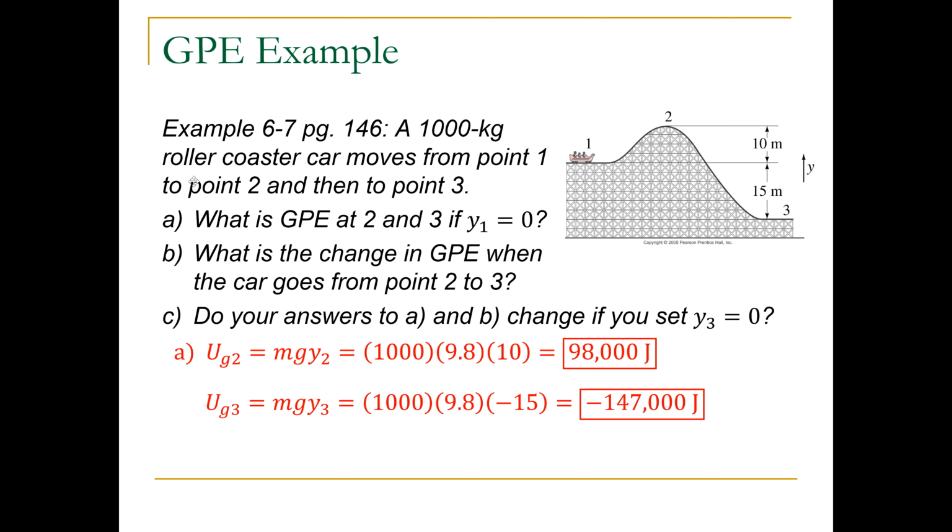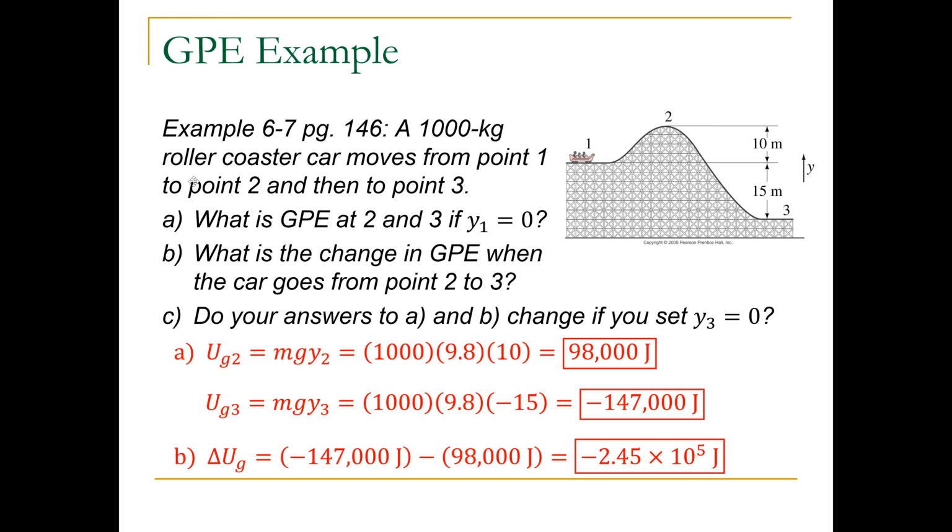It's a little weird to think of having a negative, but really a potential energy in and of itself doesn't really mean anything. It's really just changes in potential energy that actually have physical meaning for us. For B, what is the change in GPE when the car goes from point 2 to point 3? We can just subtract. So final minus initial, we end up with negative 2.45 times 10 to the 5th joules.